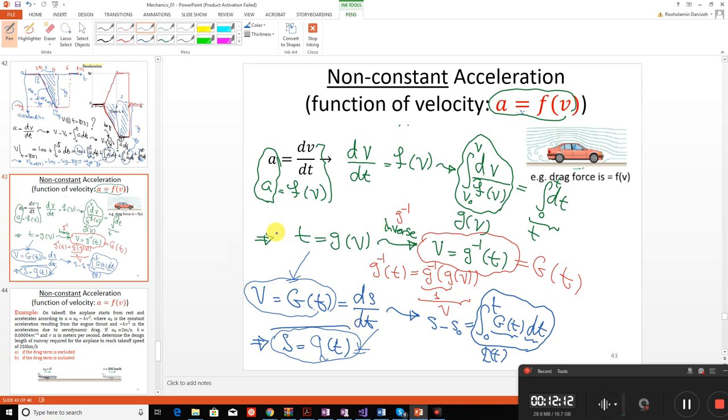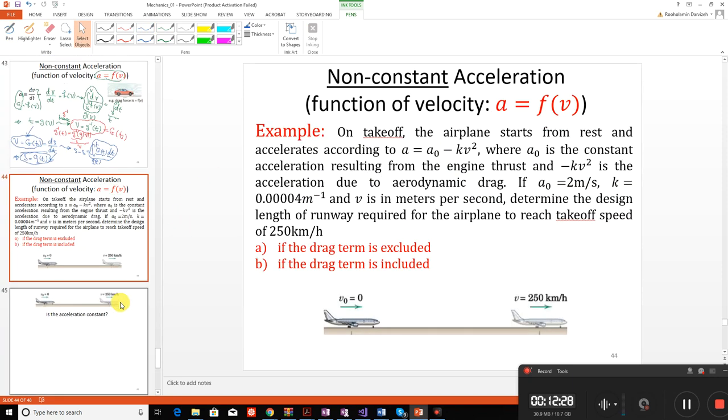Okay, we went through this mathematical formulation, but definitely they are not examinable. You will not be asked in the exam to derive these things, but the examples are very important. To make clear the concept, we go through one example.